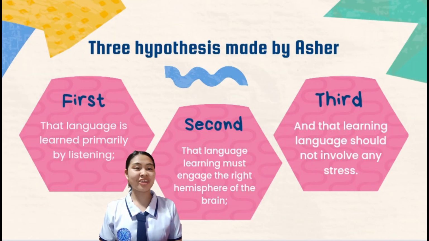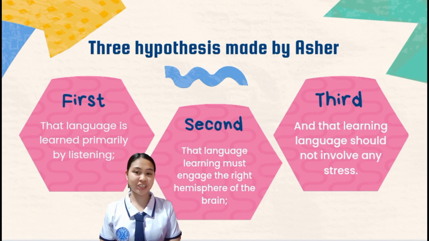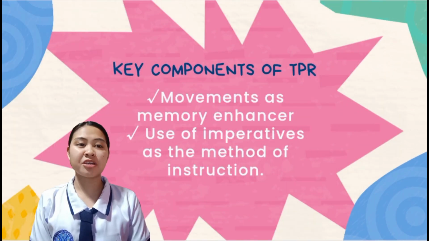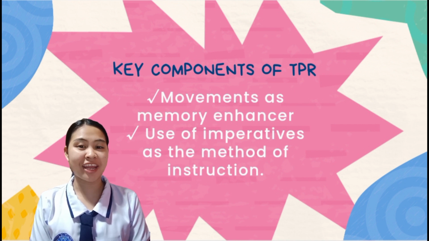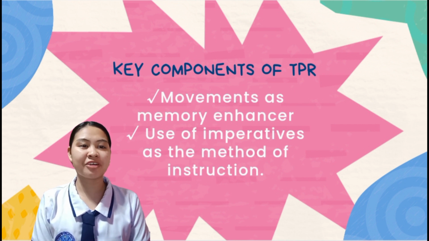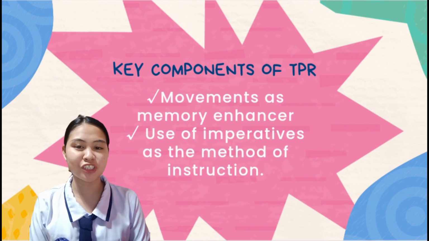So we have here the three hypotheses made by Dr. Asher. First, that language is learned primarily by listening. So we can't learn if we cannot hear any languages coming from our parents or our teachers. Second, that language learning must engage the right hemisphere of the brain. The last one, that learning language should not involve any stress. The key components of TPR: first, movement as a memory enhancer. Second, use of imperatives as the method of instruction.